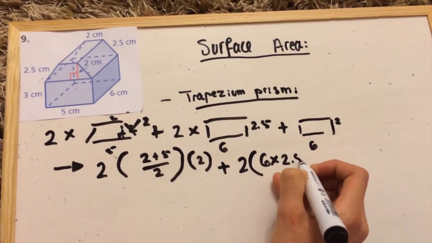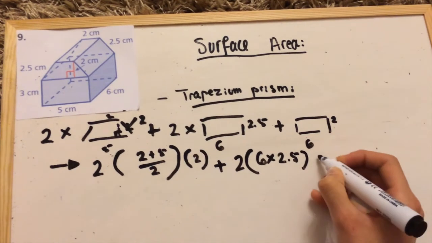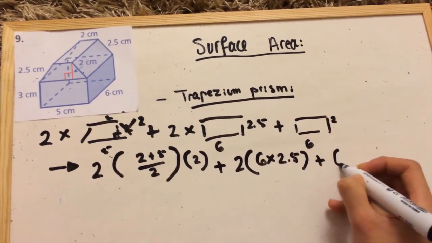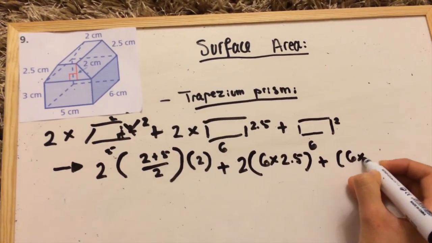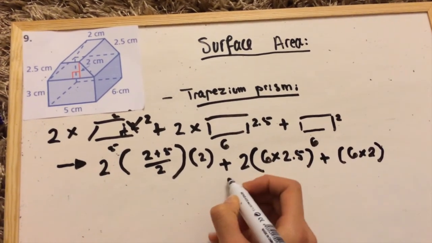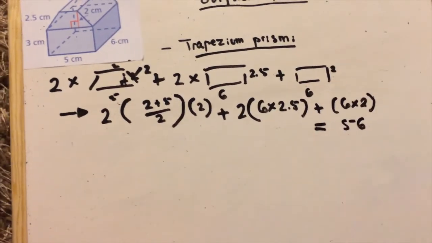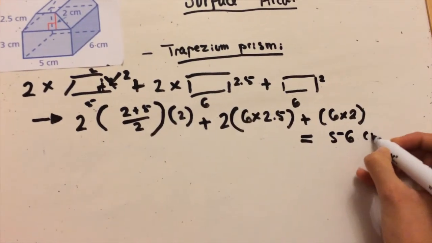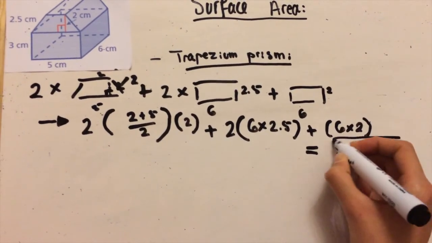And then we add the rectangular area. And you find the area of the rectangle by multiplying the width times the length. Your answer is 56 centimeters squared. Don't forget to box that answer.